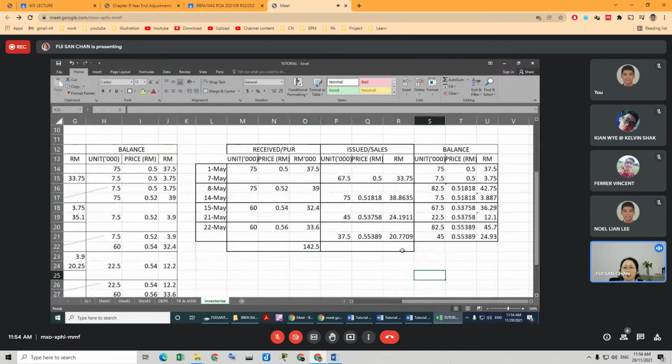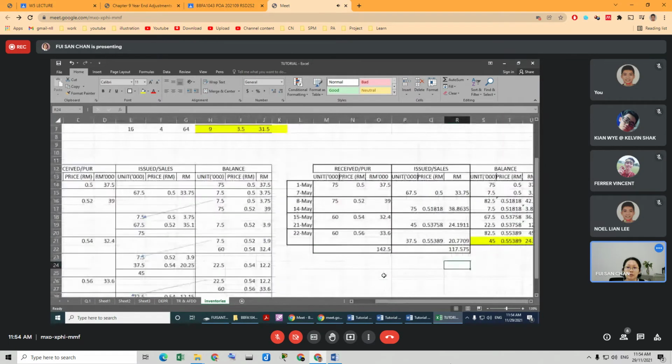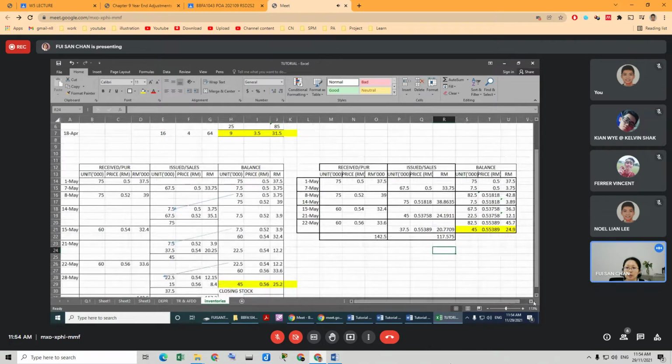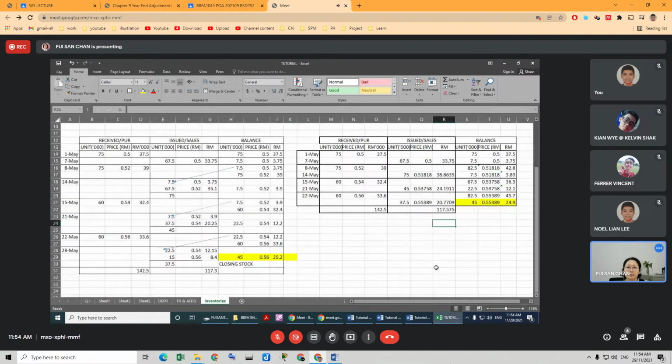And how much you have issued? This one you need to recalculate. Then the total amount might not be the same. So the amount will be this one, and our closing stock is this one. If you look at these two methods, let me make it smaller. Now, if you look at these two methods, you can see, right? These two methods.